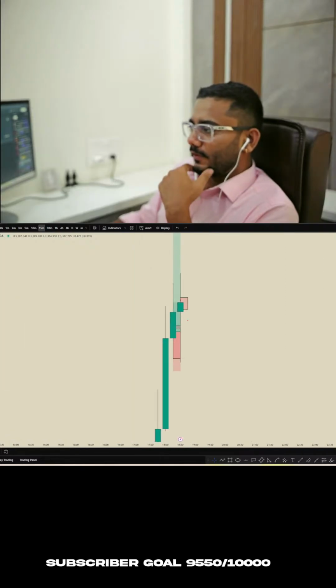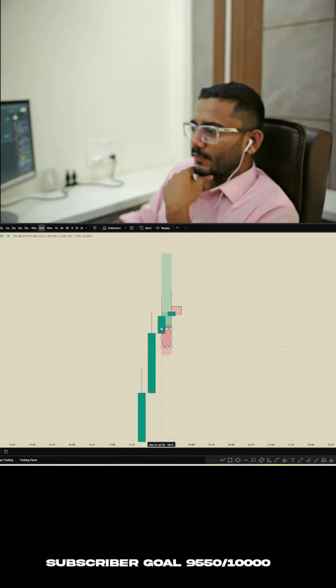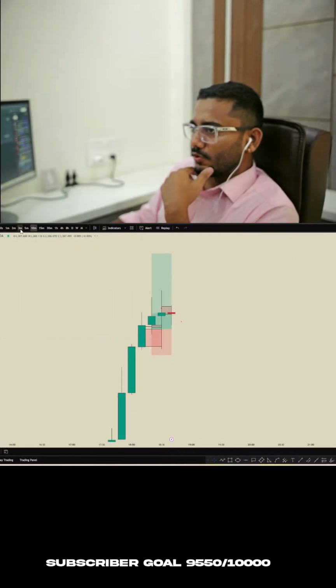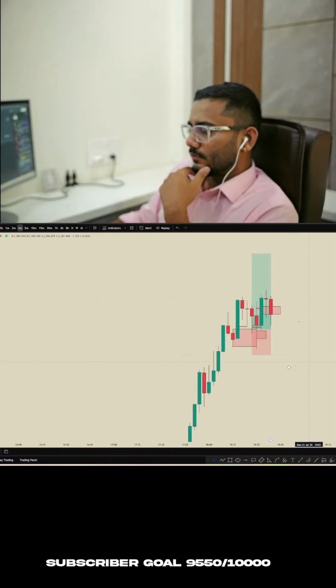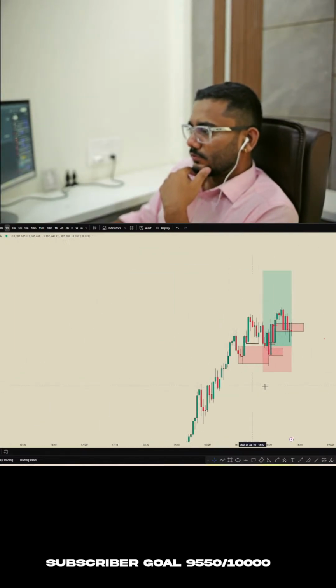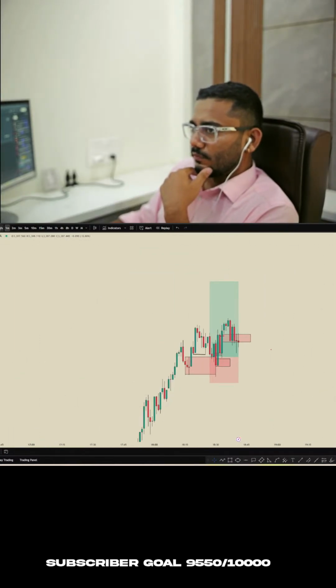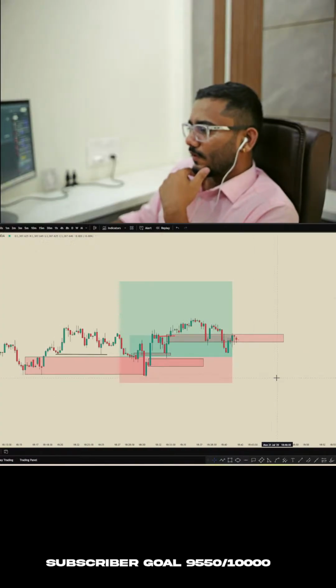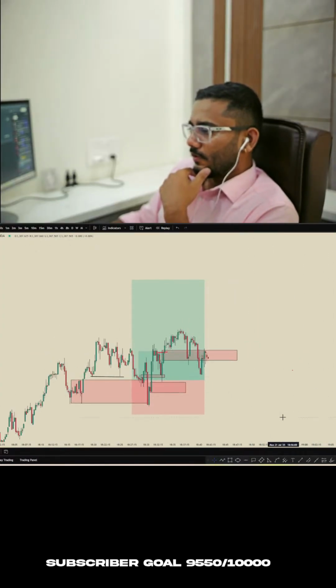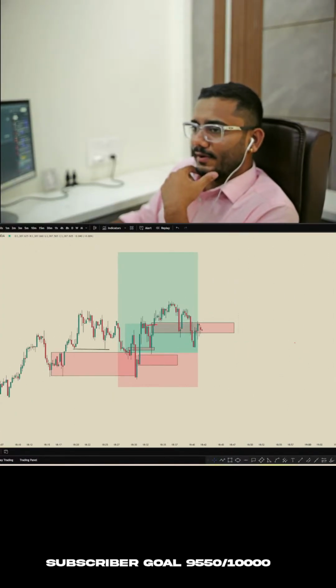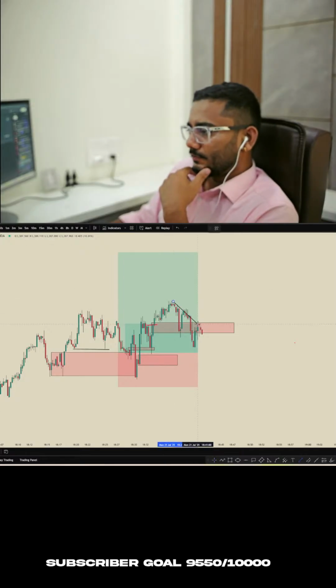On 50 minutes, we can see this candle swept out the previous candle's low, so it should continue higher. On 1 minute, everything looks like consolidation. Here we can see price is creating trend line liquidity. Here we can expect price to tap this order block.